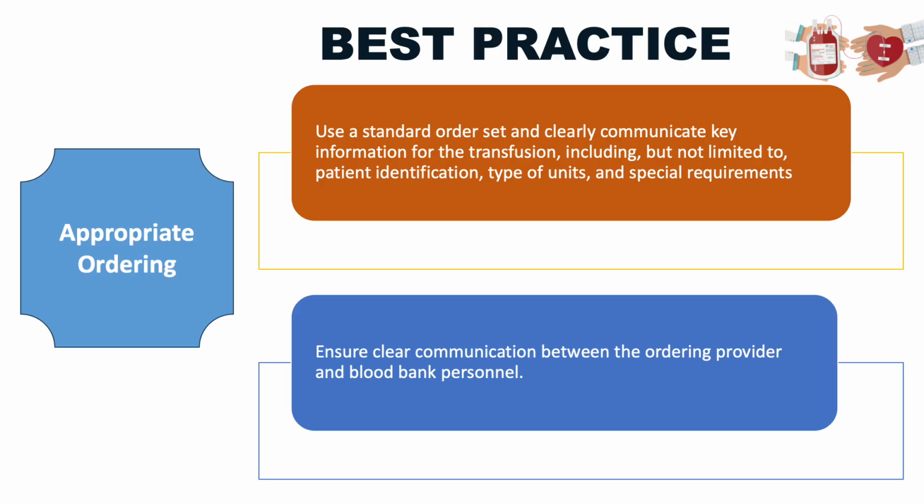The next best practice is appropriate ordering. Here, use a standard order set and clearly communicate key information for the transfusion, including but not limited to patient identification, type of units, and special requirements. The next is to ensure clear communication between the ordering provider and the blood bank personnel.